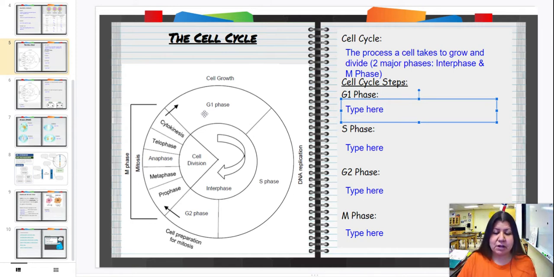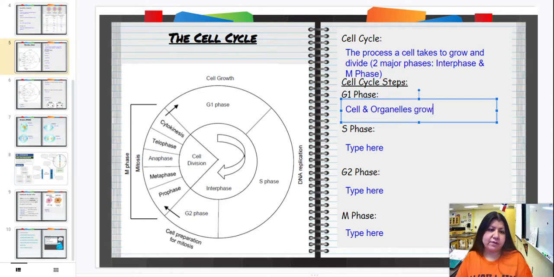Let's start with our interphase: G1, S, and G2. In our diagram, during G1, this is when my cell is growing. That's the purpose of the G1 phase. My cell and organelles grow. I'm talking about physically getting bigger.